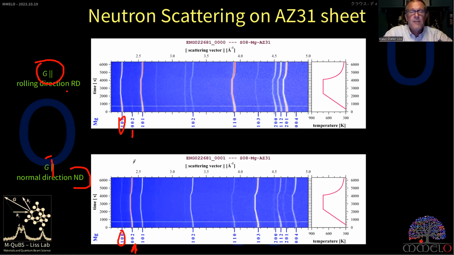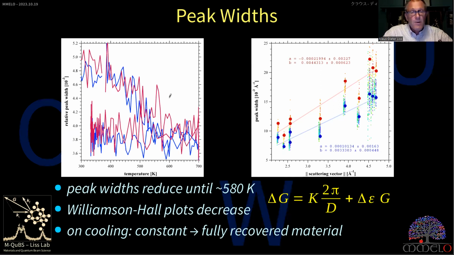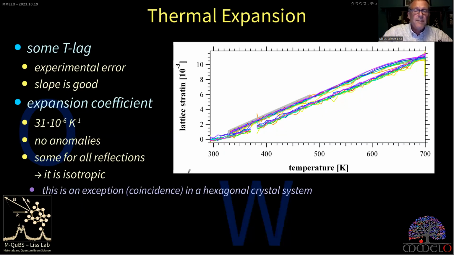Then we can plot the lattice strain. So we normalize to the value at 300 Kelvin as a function of temperature, and we get these straight lines. The only not so beautiful thing in this experiment is we have some experimental temperature lag, where the reading lags behind what we expect to have. And therefore we have a temperature error.